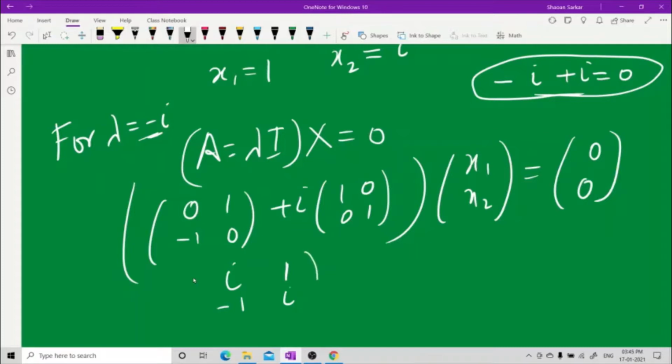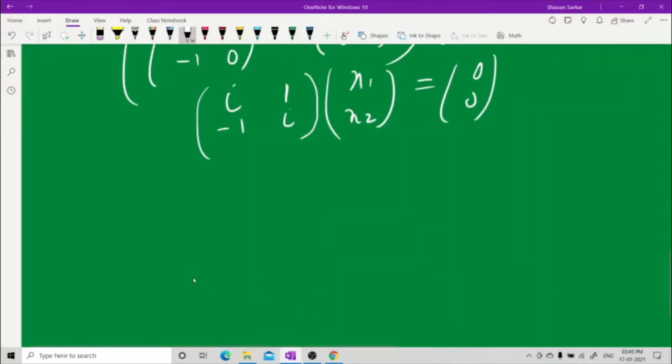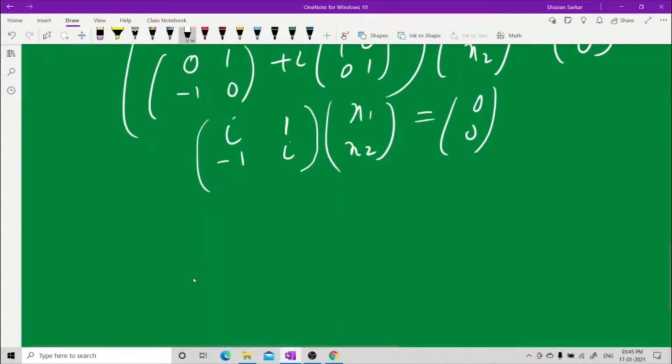Now the thing is, see, this is x1, x2. Again, as in the previous method, see, this is 0, 0. I can do one thing. Either I can multiply the upper row by minus i, or I can multiply the second row by plus i and add it to the first row. That can also be done the way you want to do.